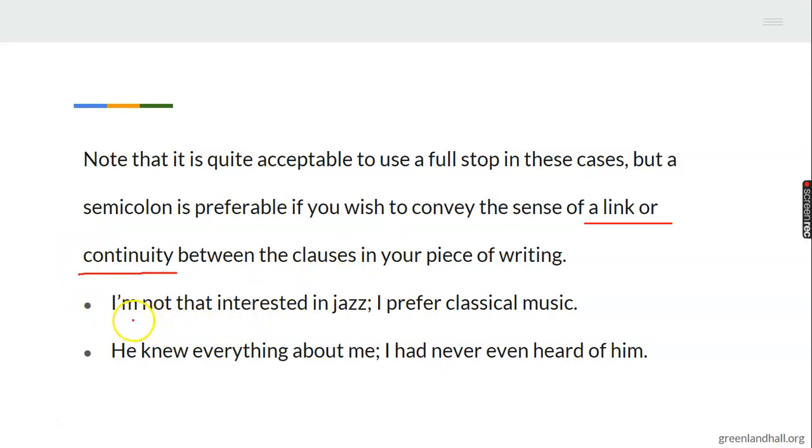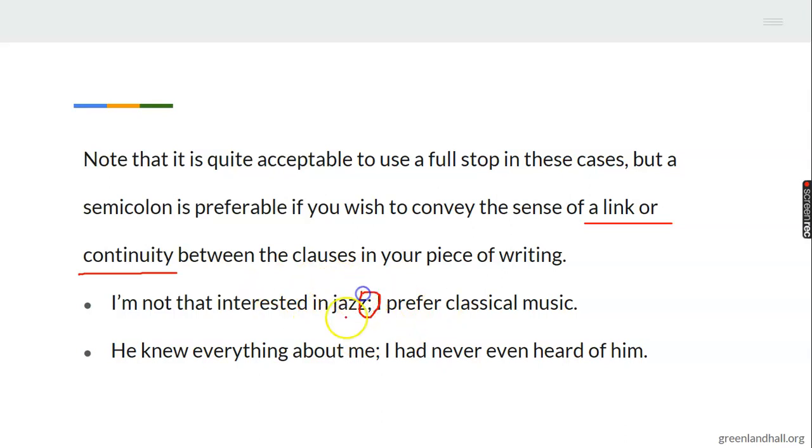Look at this example. I'm not that interested in jazz; I prefer classical music. Now look at these two clauses. They can be written separately. But we are trying to create a link, a continuity between the two clauses. And so we make use of what?